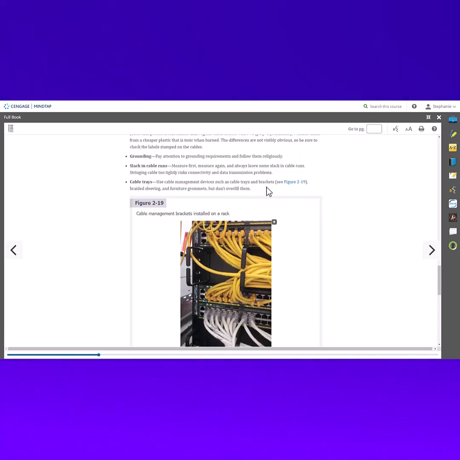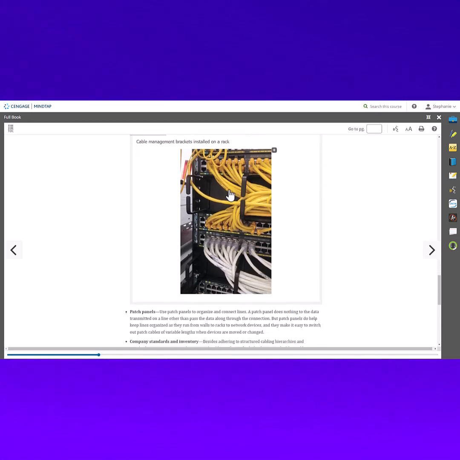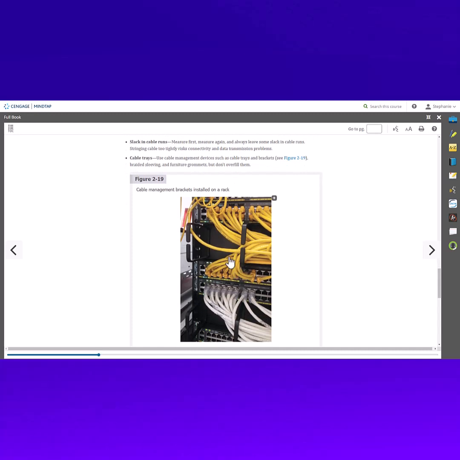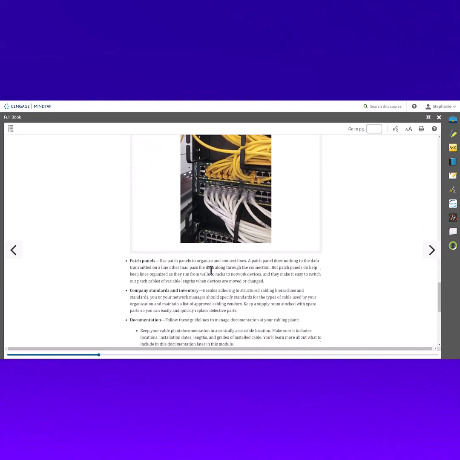And then cable trays, brackets, braided sleeving, furniture grommets. You just don't want to overfill any of that stuff. Overfilling things is just like squeezing them too tight or bending them in half. So think about the hose example. If you bend a water hose in half, your water's not coming out. If you squeeze the hose too tight, it's going to have less water coming out. So you just want to think of things that way.